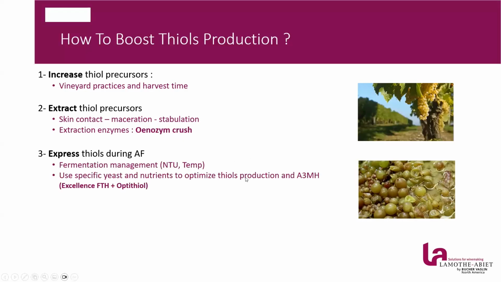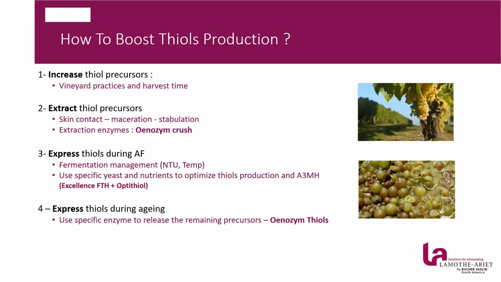Then during the fermentation, this is when you can express thiols. So usually a higher fermentation temperature and a higher turbidity will help the release of more thiols, your wine to be more thiolic. And using specific yeasts and nutrients also will promote more transformation from 3MH to A3MH and more thiolic compounds creation.